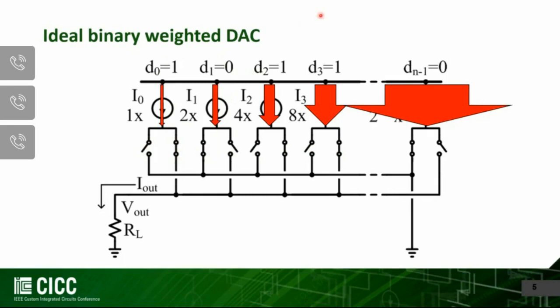So as you can see, this is very straightforward. We really have n current sources for n bits, and all that is required for each of these bits is to determine the state of the switches.